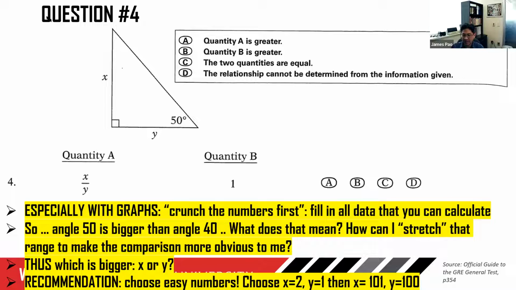Now that should be obvious to you, but if it's not, you can always pick easy numbers, just like I said in my strategy number 2. If you were to pick easy numbers, you would pick something like X equals 2, Y equals 1. What do you get? Quantity A is 2. That's bigger than B, which is 1. And then you want to extend the range. What if you pick X as 101 and Y is 100, right? You would end up with a quantity A of 1.01, just barely bigger than 1. And quantity B will still be just plain old 1. It's still A, it's always A, therefore A is the answer. It's not sometimes. That's how you analyze question number 4.